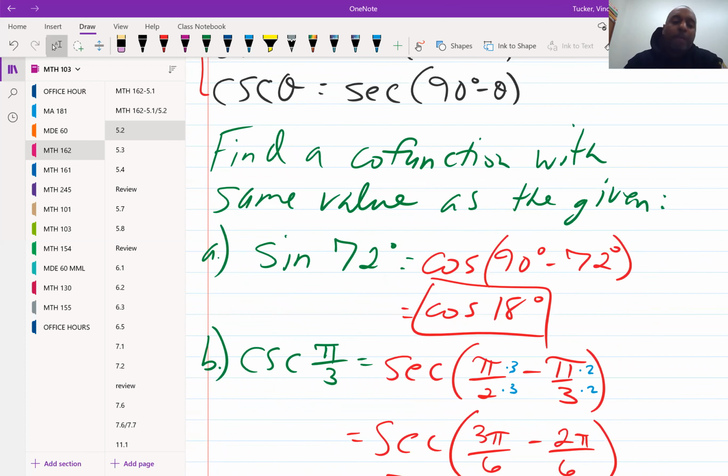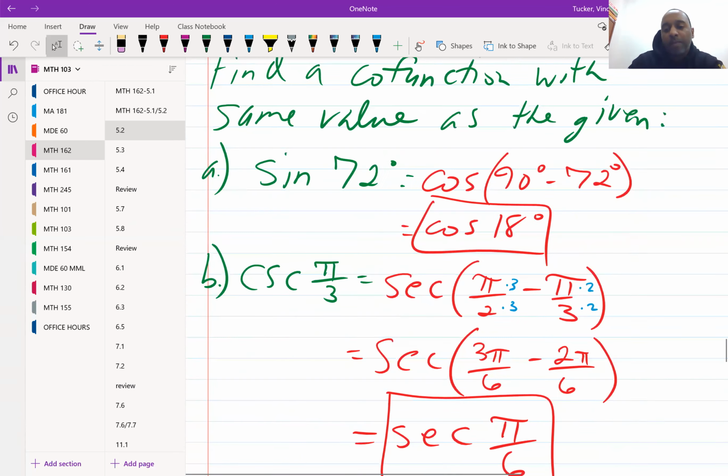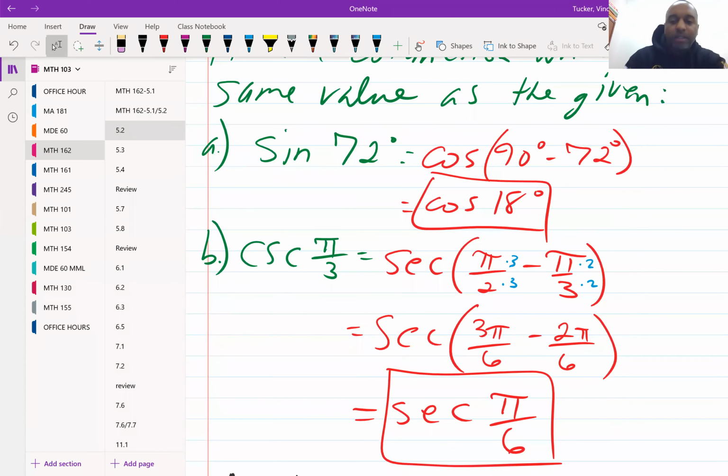For cosecant, you use secant, but since this is radians, we have pi over 3. That means we need to do pi over 2 minus pi over 3. And once again, since we have fractions, they are going to want the exact answer. So the common denominator of 6, multiply the first fraction by 3, top and bottom, second fraction by 2, top and bottom. And so that would be secant of pi over 6.